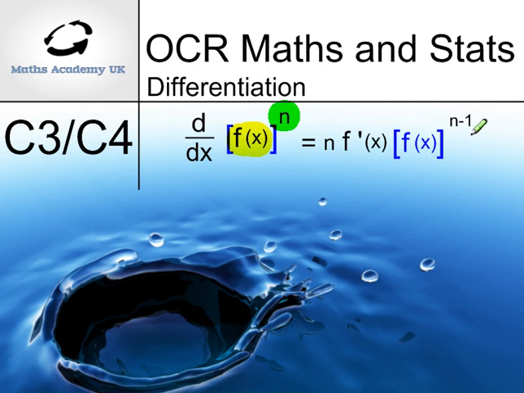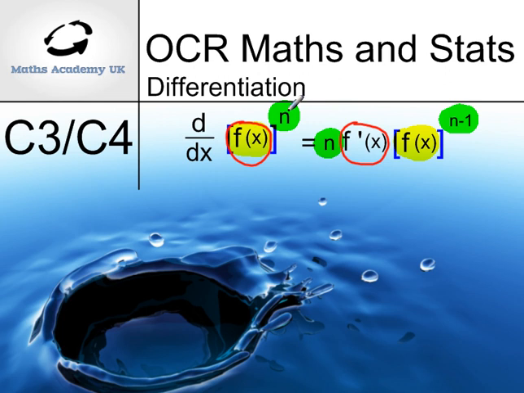So looking at the formula, n, the power, comes to the front, and then we take the original function f of x here, and that's raised to the power of n minus 1, so you just subtract 1 from the original power. But we're not quite done. We need to multiply by the derivative of the original function here.